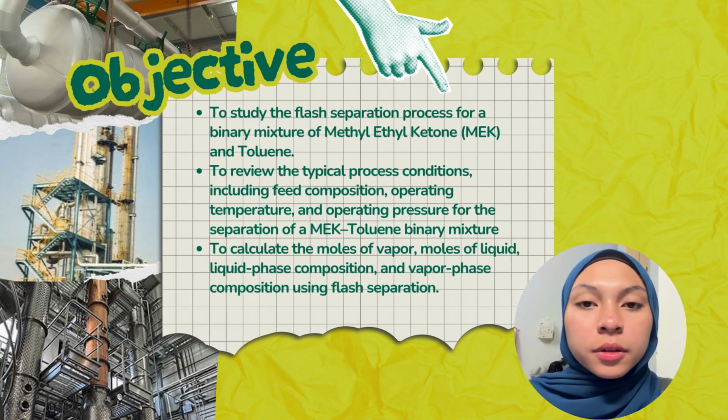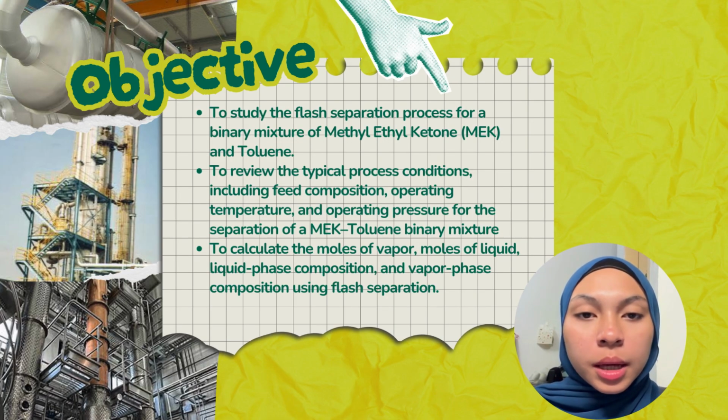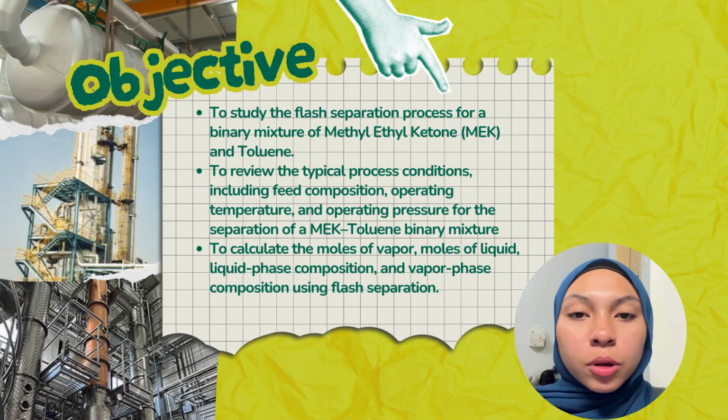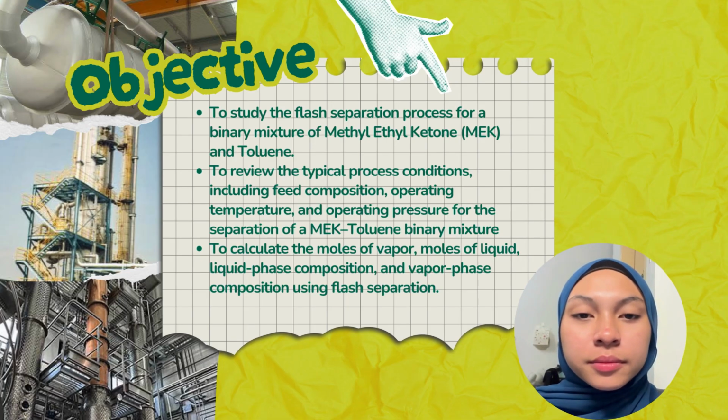The objectives for this project are to study the flash separation process for a binary mixture of methyl ethyl ketone, MEK, and toluene. Next, to review the typical process conditions, including feed composition, operating temperature, and operating pressure for the separation of a MEK-toluene binary mixture. Lastly, to calculate the moles of vapor, moles of liquid, liquid phase composition, and vapor phase composition using flash separation.